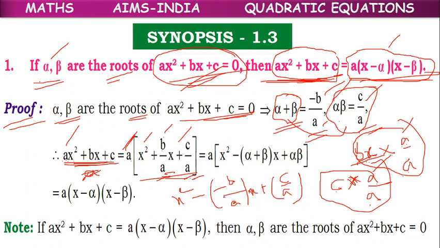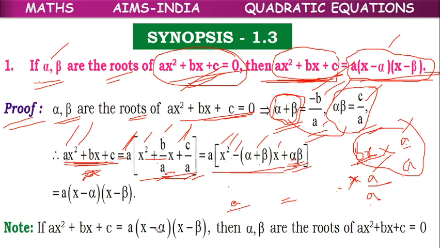Why are we writing like this? Because the sum of the roots formula is minus b by a, so we need the minus. That's why we have written plus as minus into minus. The a and x square are taken like that only. Minus of b by a stands for alpha plus beta, and c by a is nothing but alpha into beta.